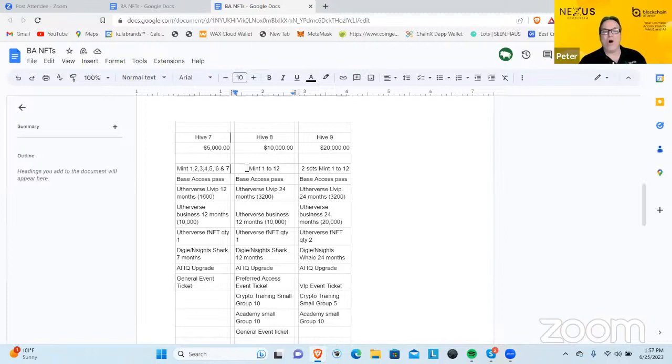You then get all 12 NFTs that will mint each month. So you end up with the entire set. Base access pass, so 10 months of our 12 months of all the services, including your Digi upgrade to Shark. Again, it's up to Shark. The next level, the 20,000, goes to Whale for 24 months, but you get 12 months because you have 12 NFTs of that upgrade there. On that, you're gonna get also a general event ticket.